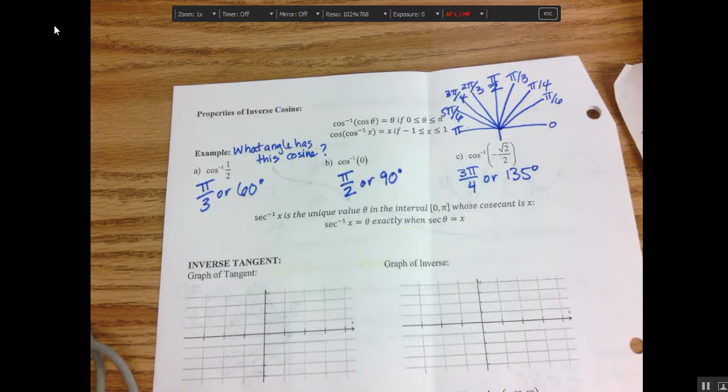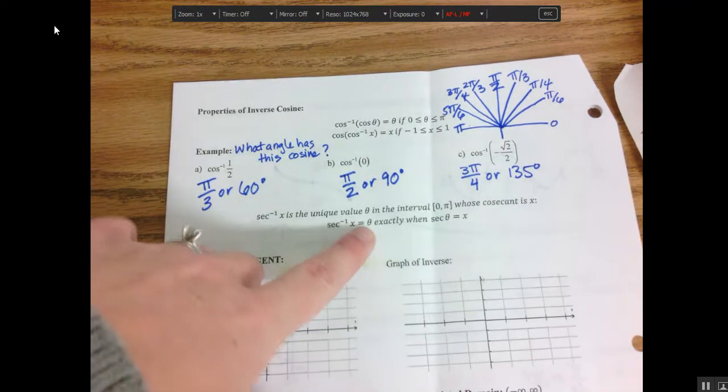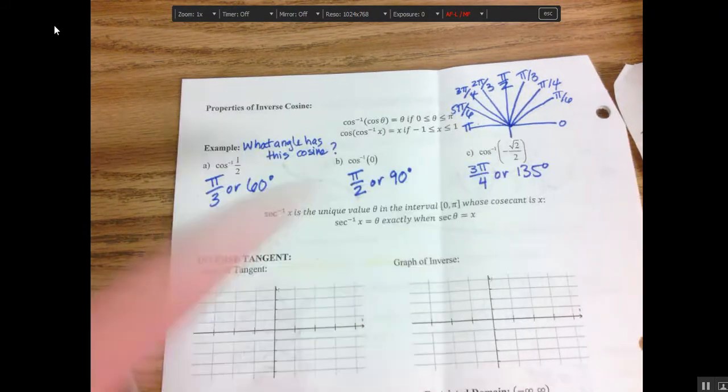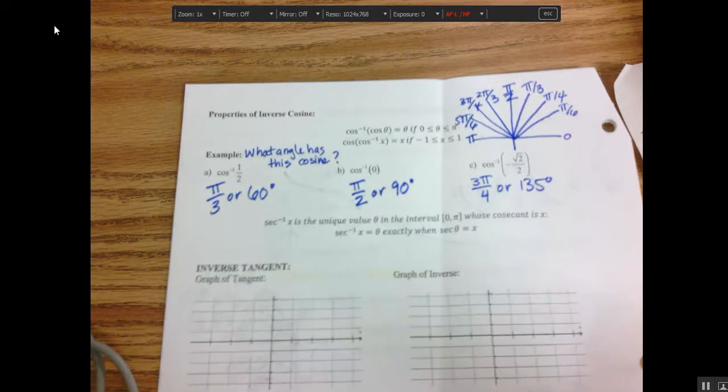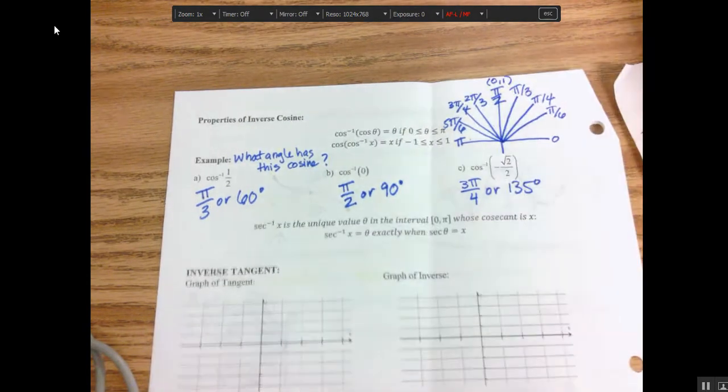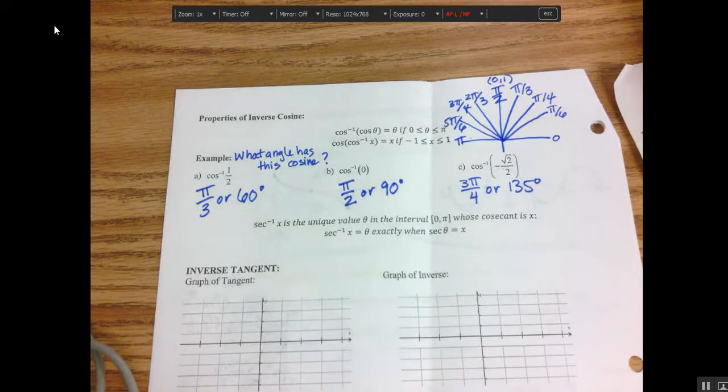Go ahead. On this one? Okay, for this one, you're trying to figure out what angle has a cosine of 0. And remember that cosine is the x value. So the coordinate up here is 0, 1. And the x value is 0.